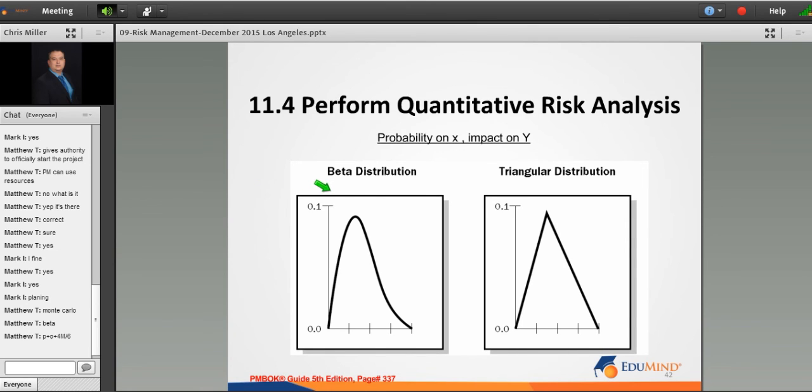So you have your beta distribution. I'm sure you guys have probably seen this, but beta and triangular, right?